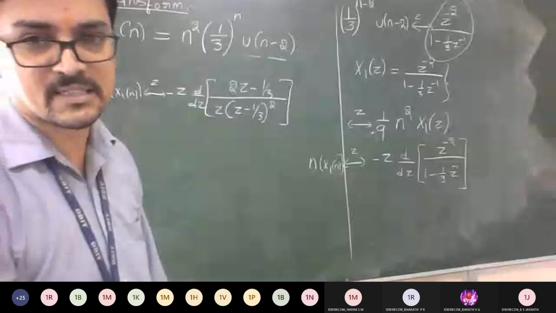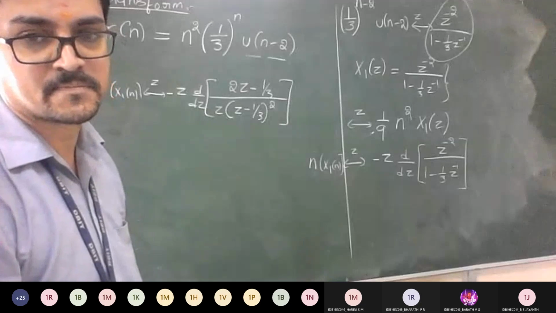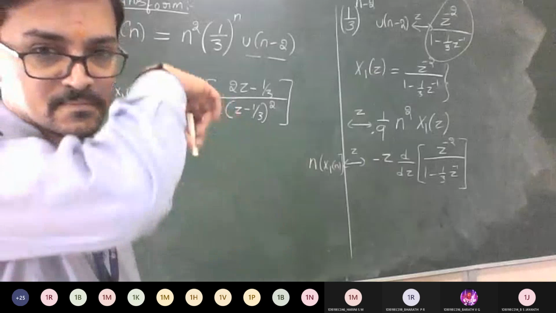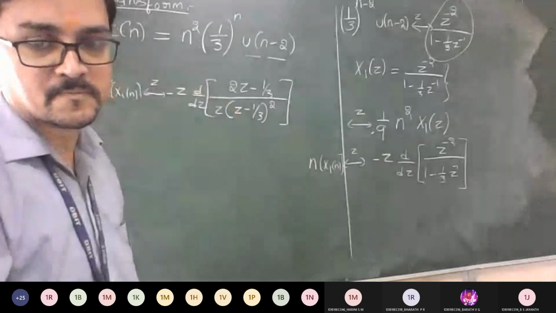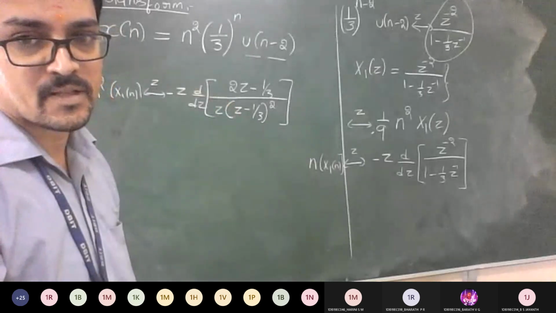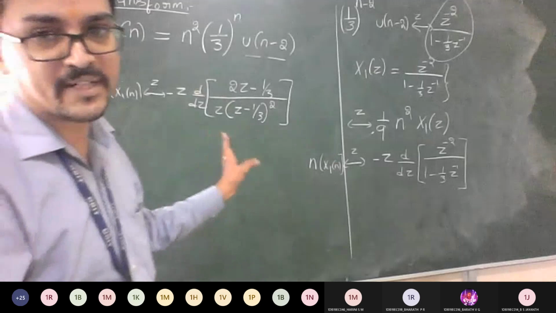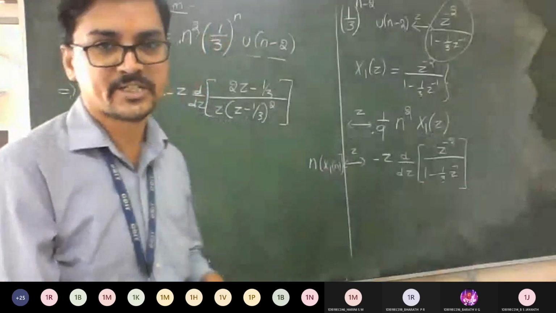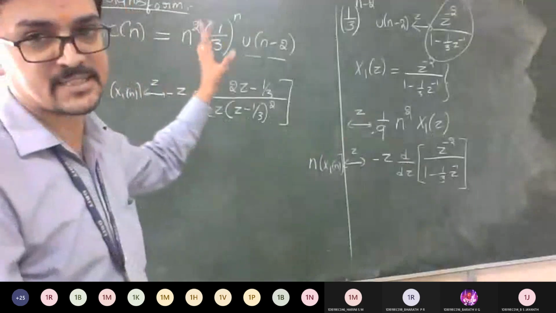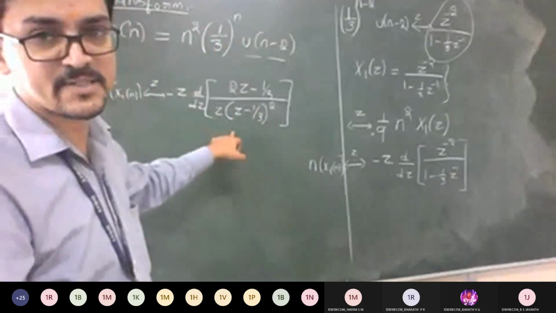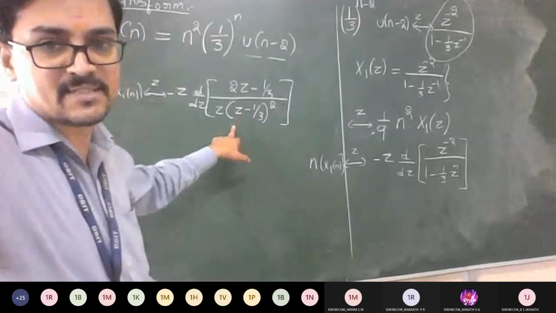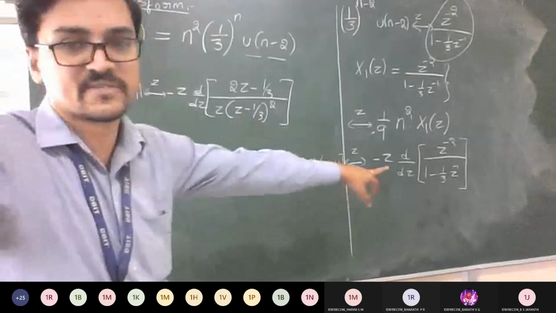Everyone got the first differentiation answer? Is it clear till yet, everyone? So now we got one part of the answer. So next, I want to do one more differentiation to get the final answer of n square. So before that, is this okay to others? Is it the same answer you got after doing the differentiation of that?